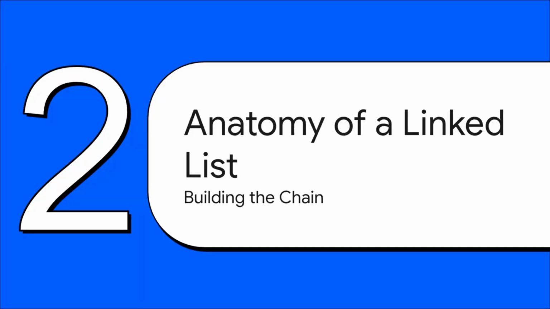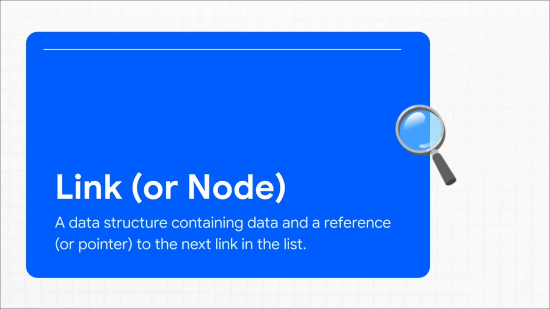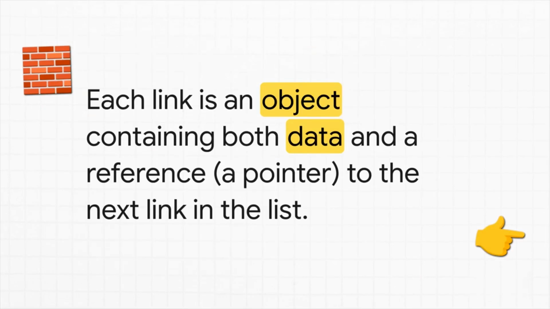So if arrays are these rigid bookshelves, how in the world do we build this flexible chain? What are the links actually made of? Well, it all starts with this one tiny, clever building block. We call it a link, or sometimes a node. And you can just think of it as a little box with 2 separate compartments inside. Okay, so in the first compartment, you put your stuff, a number, a person's name, whatever data you want to store. But the second compartment, that's where the magic happens. It doesn't hold data. Instead, it holds the memory address, the location of the next link in the chain. It's literally a pointer, a signpost telling you exactly where to go next.